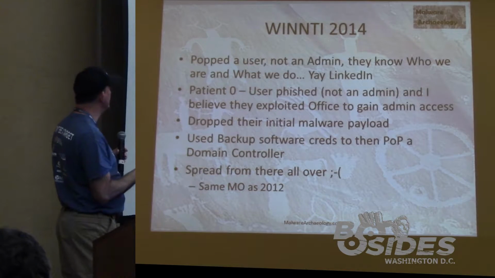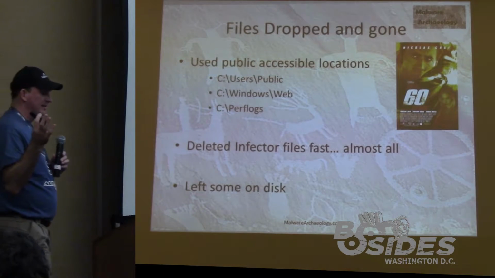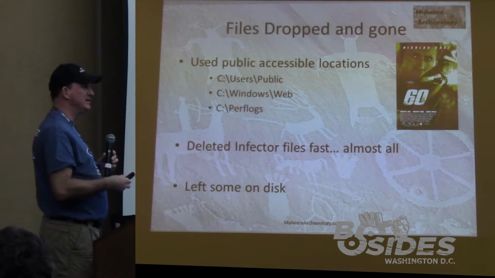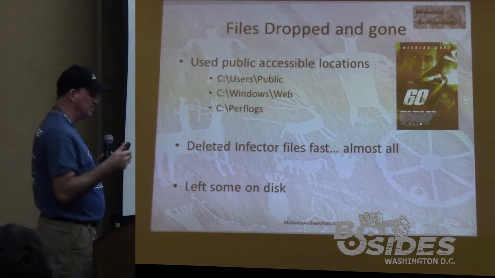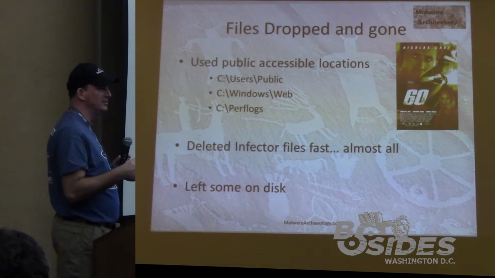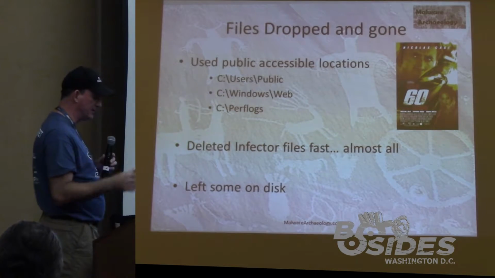So same MO, that aspect, same behavior in how they crawled. And so files dropped and gone, right? They used publicly accessible directories to drop this stuff. Why? Because they didn't have to worry about what user they were. They would just drop it where all users had rights. So if you're not monitoring C:\Users\Public or C:\Windows\Web or C:\PerfLogs, you better start doing it. Not to mention the whole Users AppData, Local AppData, Local, AppData Roaming directories.